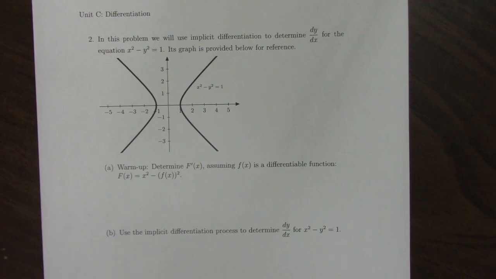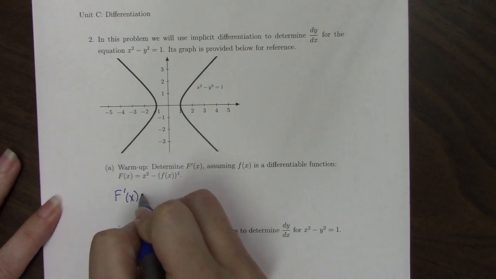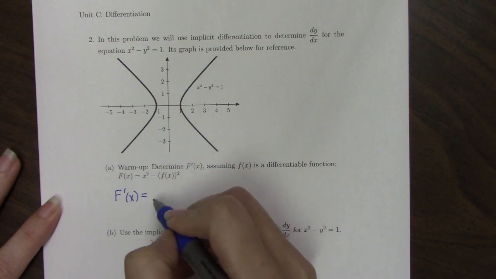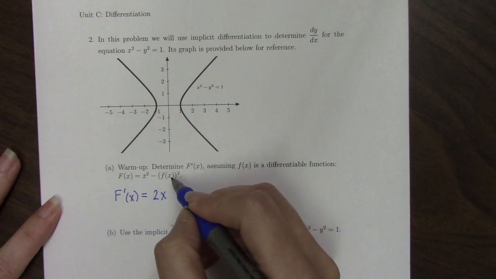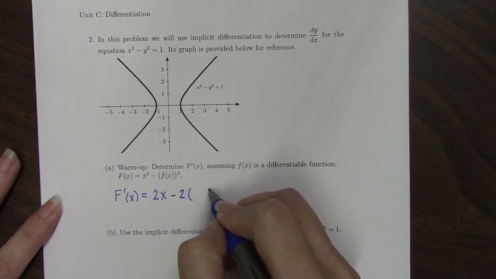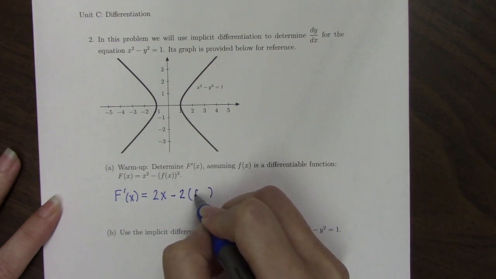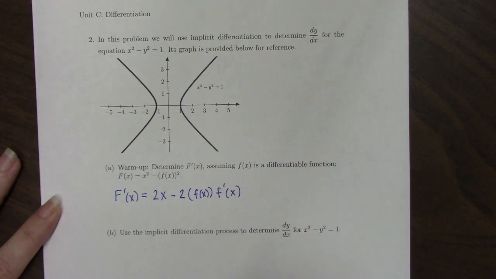So the warm-up in part A asks us to find f prime of x, assuming that f of x is differentiable. That means every time we see f of x, we get to assume that f prime of x exists. So we're going to do this the way we would any other derivative. The derivative of x squared is still just going to be 2x. But now what we have here is a chain rule. We have some expression squared, so that's the outside function, stuff squared. So the derivative will be 2 times that stuff raised to the 1. And then the derivative of the inside is just going to be f prime of x.